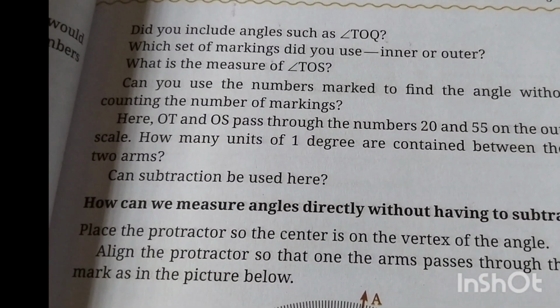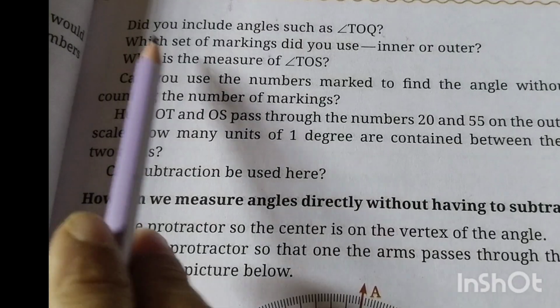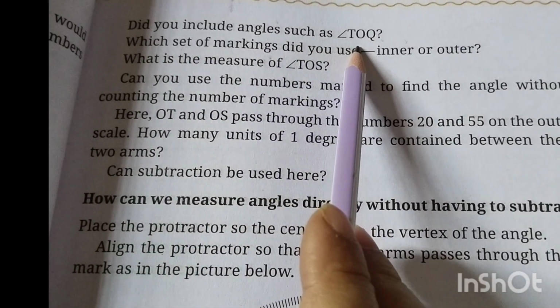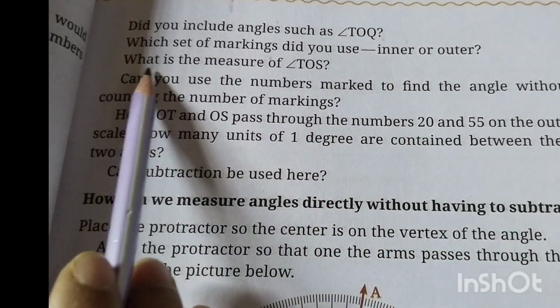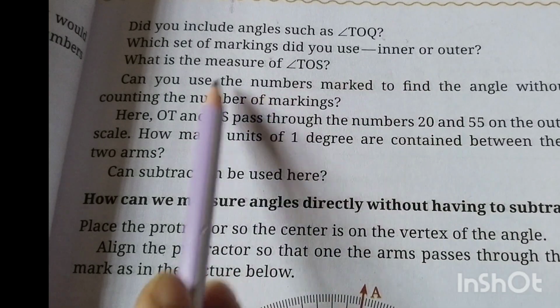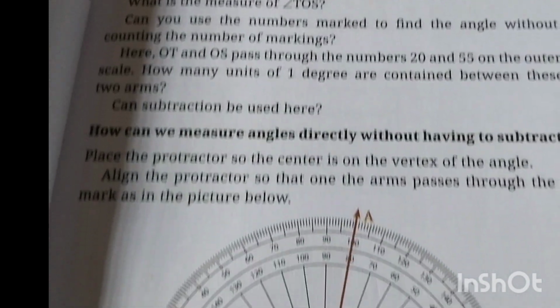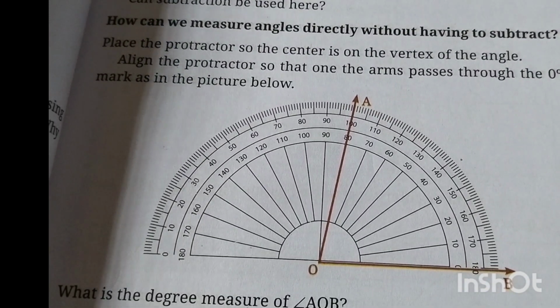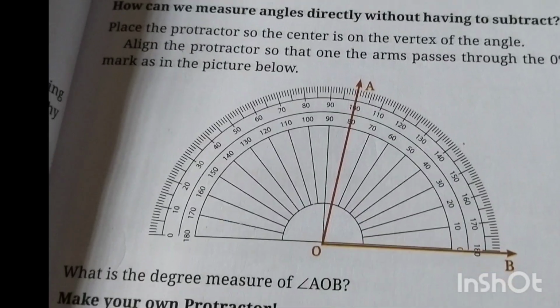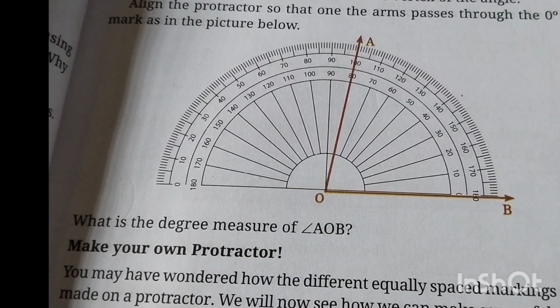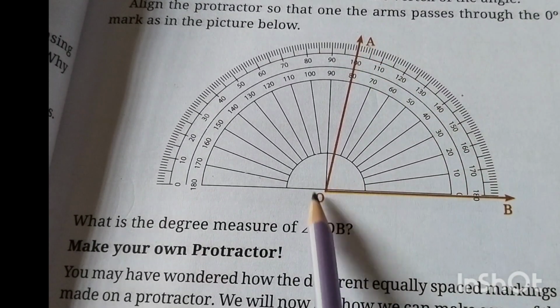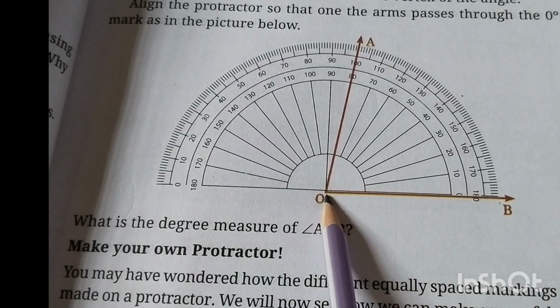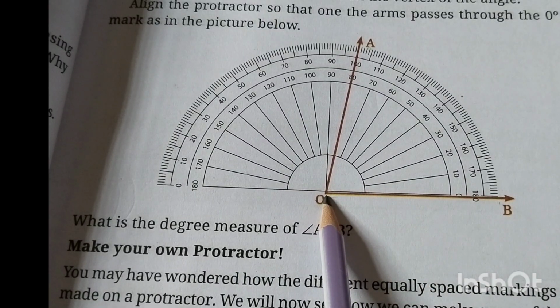Now next one is, did you include angles such as angle TOQ? Which set of markings did you use? You can do it yourself, right? How can we measure angles directly without having to subtract? What is the degree measure of angle AOB? With the help of the protractor, we can mark this.